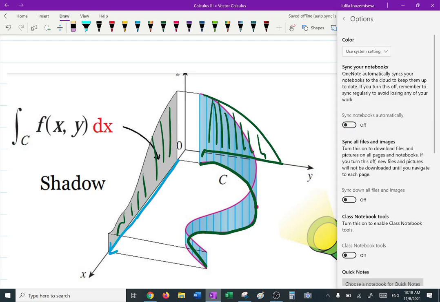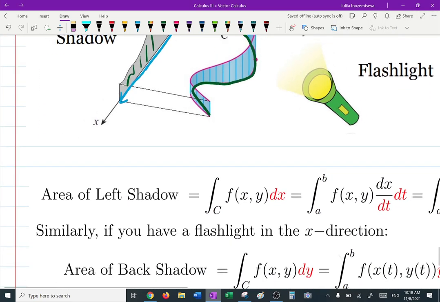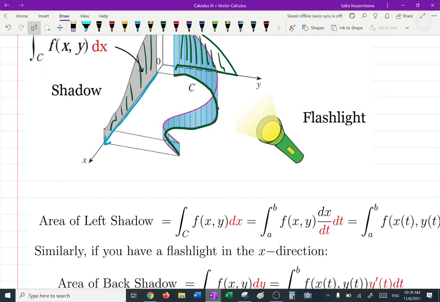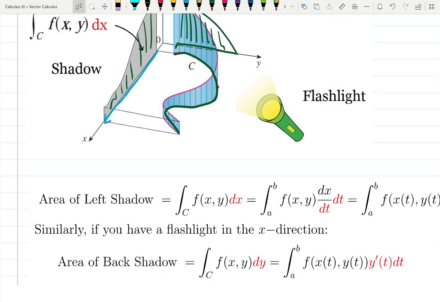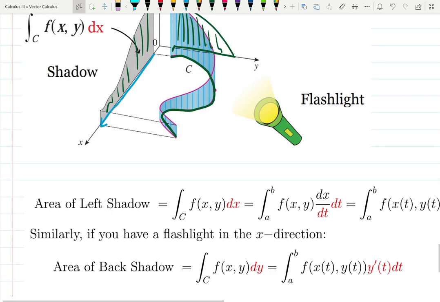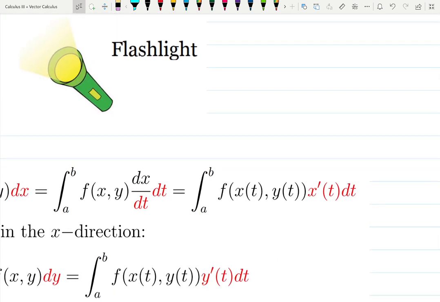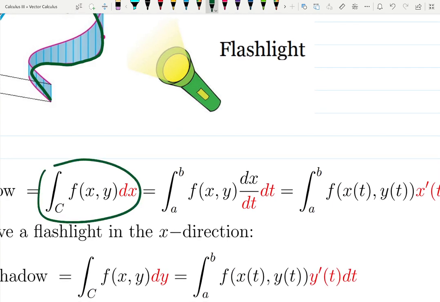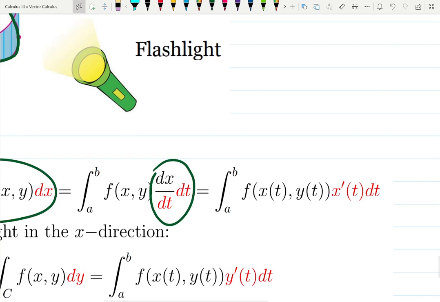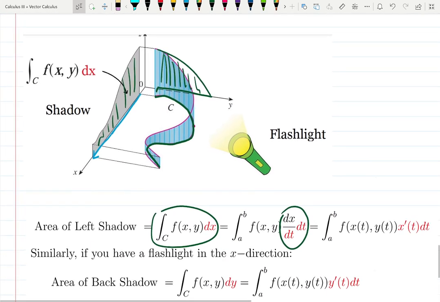Good. If you calculate the area of the shadow on the left, we know how to do that from the area below the graph ideas. With the chain rule, it gives you this integral. That's what we just learned before. Originally, it was the integral of f dx. When we perform parameterization, x prime shows up with dt, and now everything is in terms of t, where t is from a to b. We just learned this formula before. You have it in your homework.